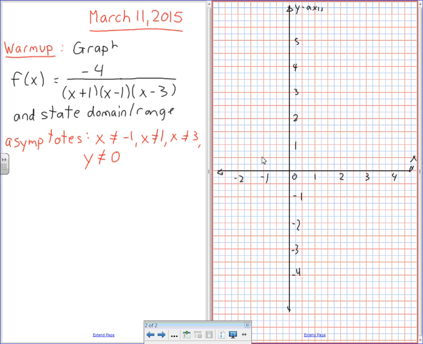I'm also going to ask you, even though it should be obvious what the asymptote is, please just label it on there. So that's going to be y can't be 0. Here's going to be x can't be -1. Here's going to be x can't be 1. And here's going to be x can't be 3.